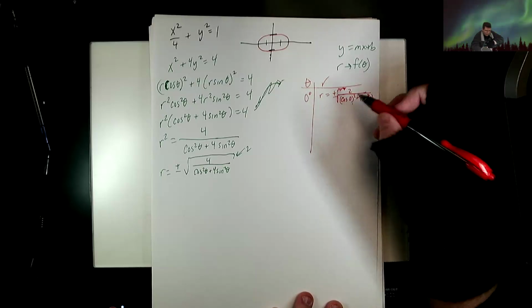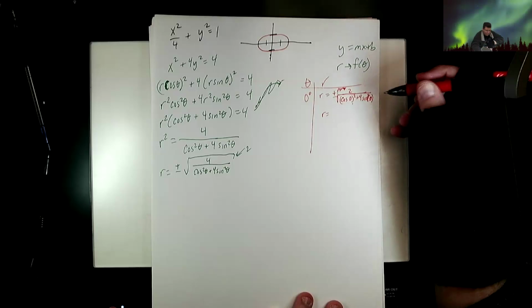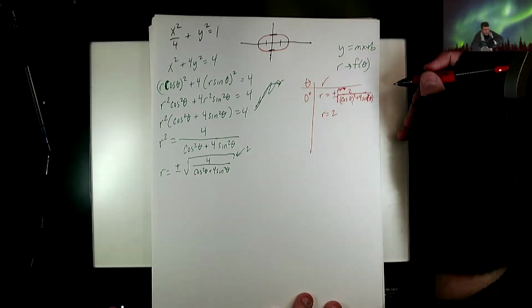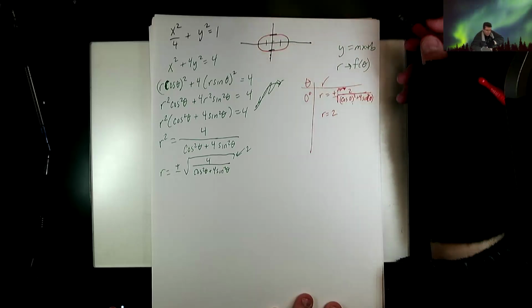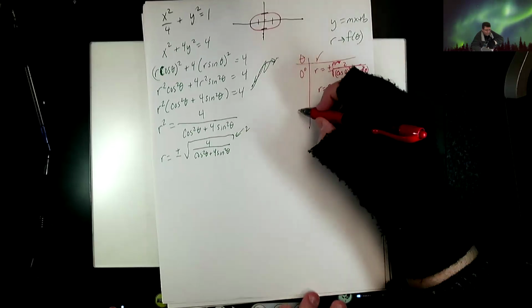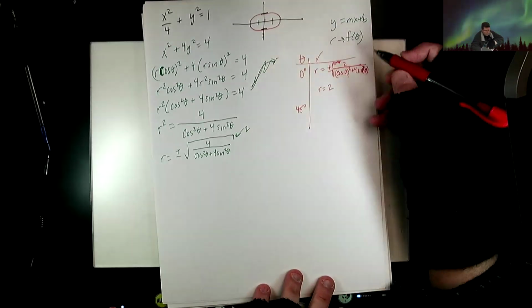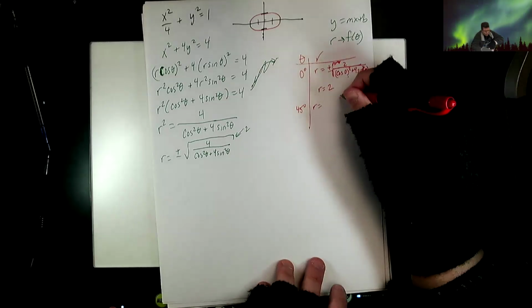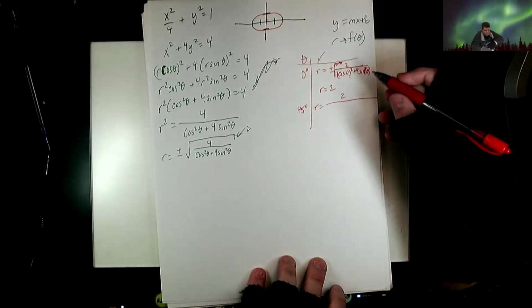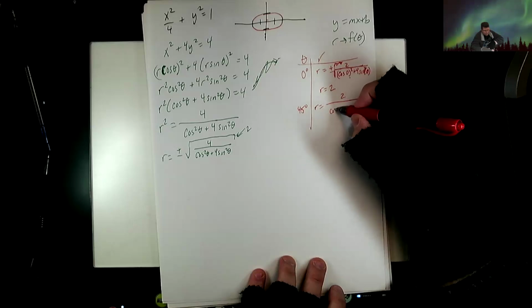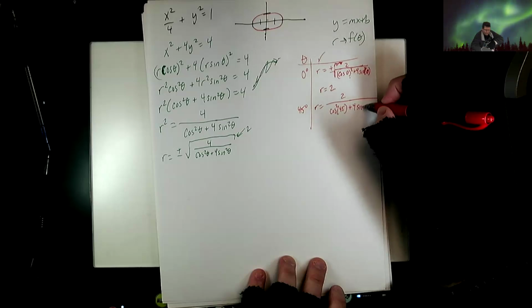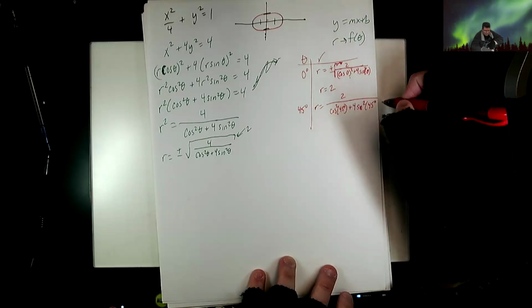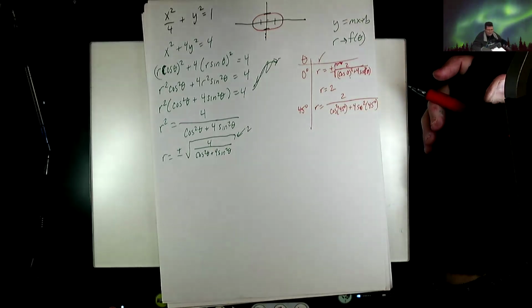Well, the bottom is just 1. Actually, this ends up being just 2. And we know that going 0 degrees gets us to the 0.2, a radius of 2. But if I wanted to go like 45 degrees, r equals 2 over cosine 45 squared plus 4 times sine of 45 squared. And it starts getting messy.